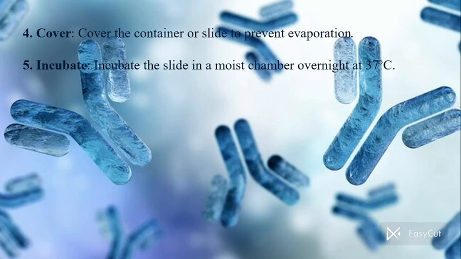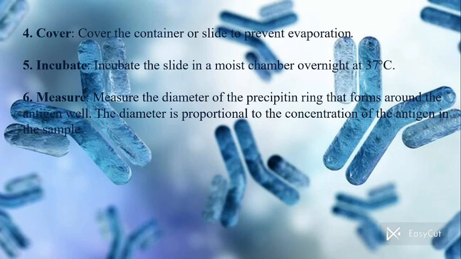As you know, in microbiology we used to use a petri dish in culturing. Here we may use a petri dish in this manner. The next step is measuring, where we measure the diameter of the ring which is formed. It is called the precipitating ring, and its diameter corresponds to the concentration of antigen in the sample.